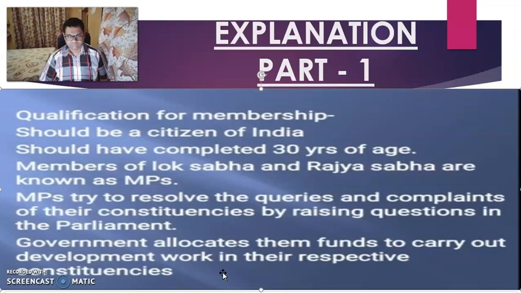Okay children, till here everyone has understood? Students, I know you have, and I hope you have all understood this first part of the lesson. We have learned the introduction to the Constitution and the Parliament and about the two houses, the Lok Sabha and the Rajya Sabha. Okay, thank you.